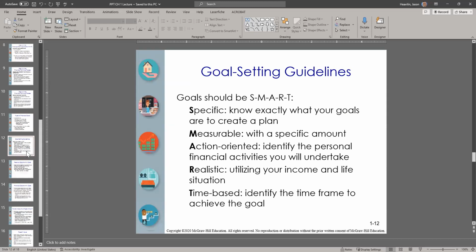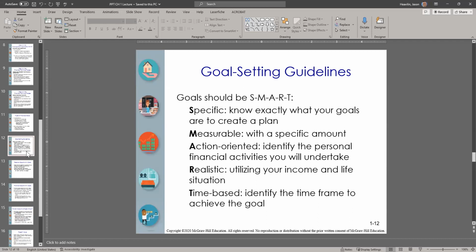This is an acronym called SMART, S-M-A-R-T. We call them SMART goals. Specific: know exactly what your goals are to create a plan. So you have to be detailed. You can't just say, I want to be rich in the future. Set an actual amount of money that you want to have by a certain time, for example.